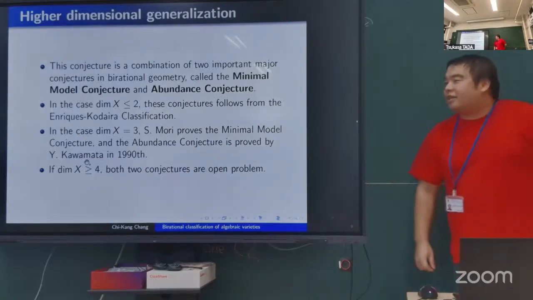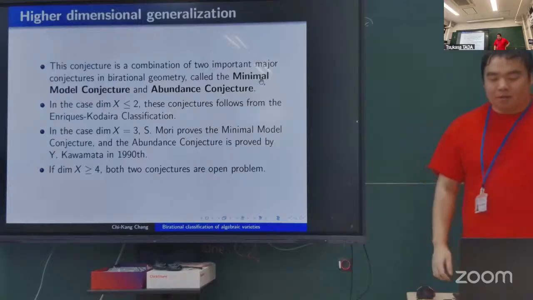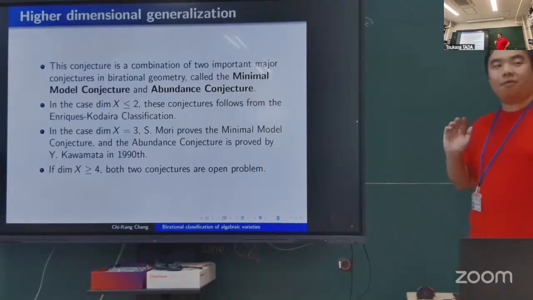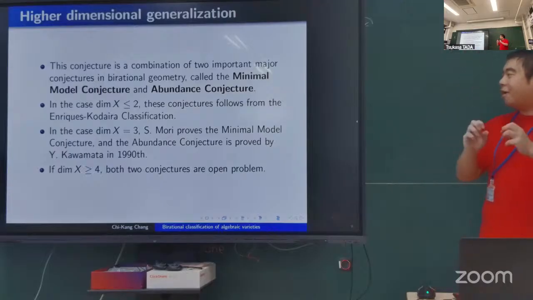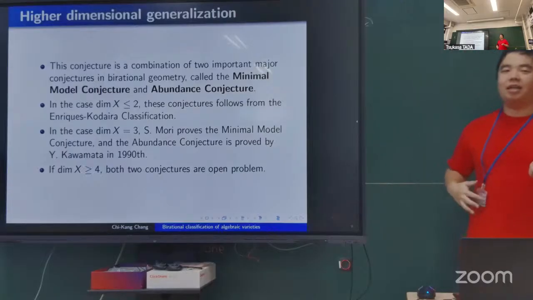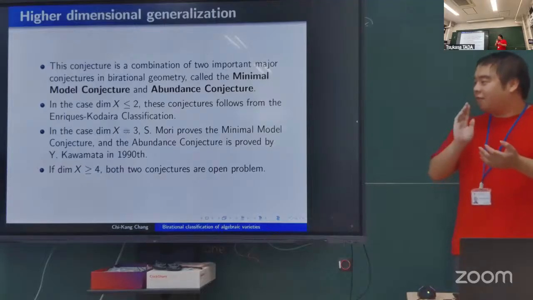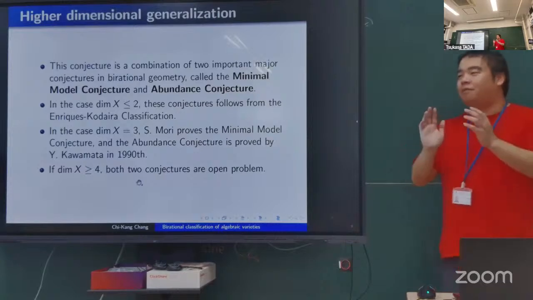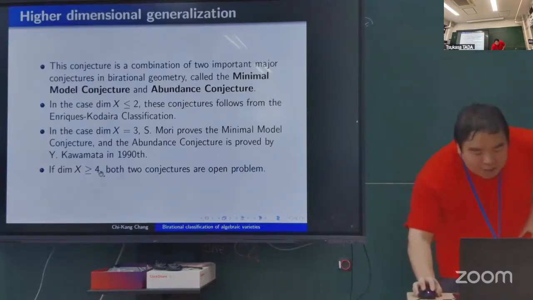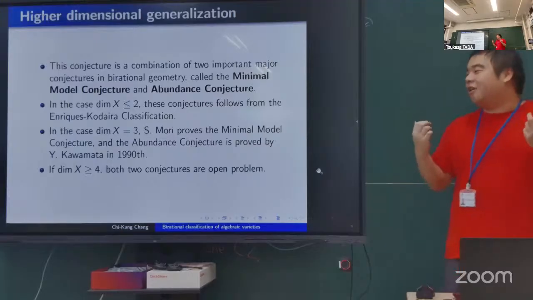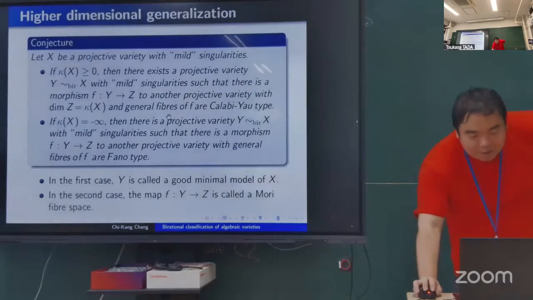Okay, finally, this conjecture is in fact the combination of two important conjectures. One is called the minimal model conjecture, another is called the abundance conjecture. In lower dimensions, dimension less than 3, it is a direct result following from the Enriques-Kodaira classification. In dimension 3, the minimal model conjecture is proved by Professor Shigefumi Mori, and the abundance conjecture is proved by Professor Yujiro Kawamata. So in the 3-dimensional case, this conjecture is okay. However, if the dimension is at least 4, these two conjectures are still open problems until now. That is a goal of birational geometry.